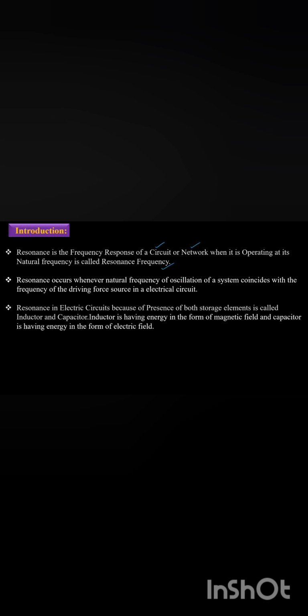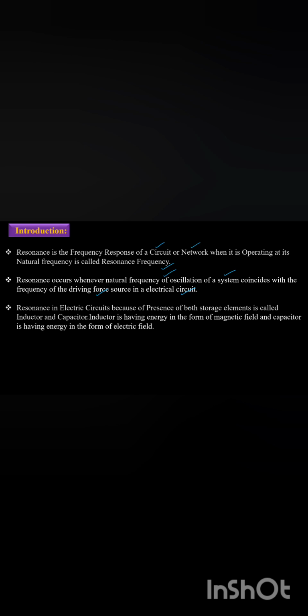Resonance occurs whenever the natural frequency of oscillation of a system coincides with the frequency of the driving force source in an electrical circuit. That is, there is a frequency of oscillations. For example, if you take the voltage across the inductor or the voltage across the capacitor, whatever the response of the RLC circuit with AC excitation, there are some oscillations we can get at the output side. There is some oscillating frequency. If that oscillating frequency is equal to the driving frequency, that is the excitation frequency, then we can say that it is at resonance condition. That is, resonance occurs whenever the natural frequency of oscillation of a system is equal to the driving force, that is the source frequency.